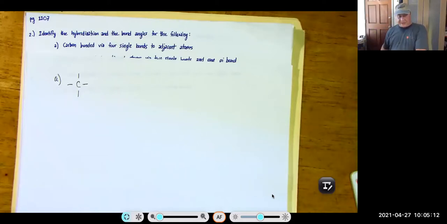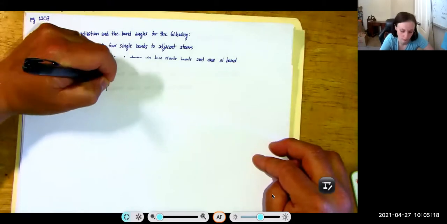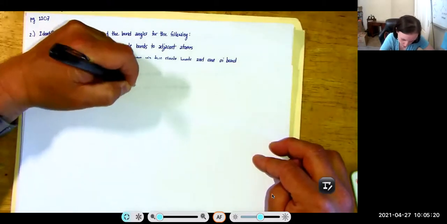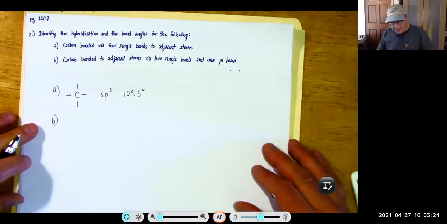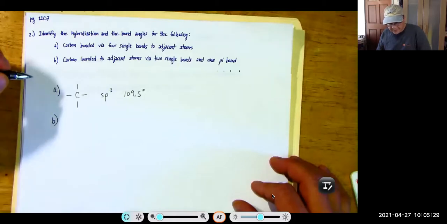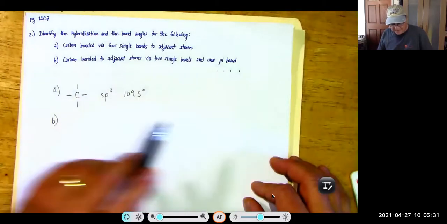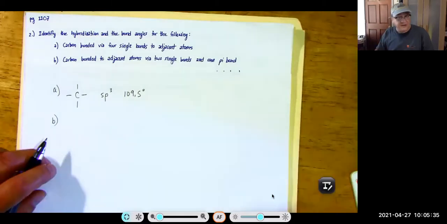So what's the hybridization here? SP3. Angles? 109.5. Okay, how about B? Carbon bonded via 2 single bonds and 1 pi bond. It should actually be 1 double bond.